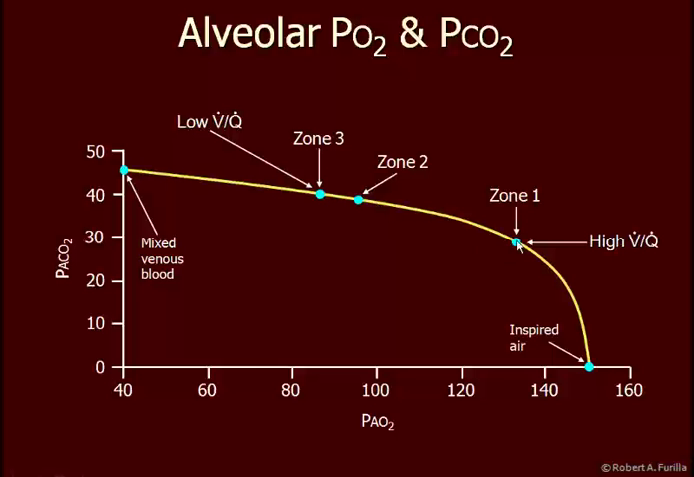So if we look at zone 1, this is the high VQ zone. We see very high PO2. Zone 3, we see low PO2. And zone 2 is somewhere near the average. This curve shows all the possible PO2s and PCO2s throughout the range of mixed venous blood to inspired air.